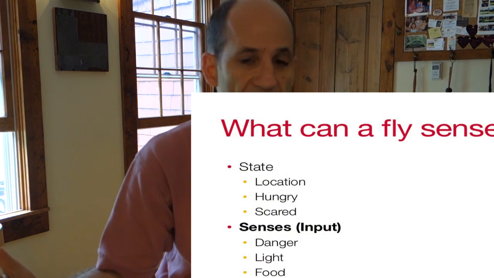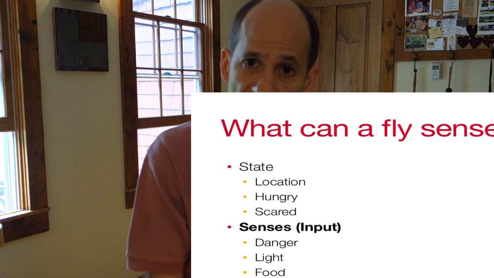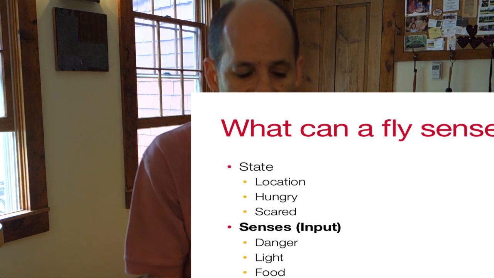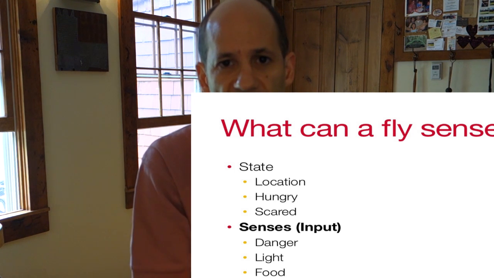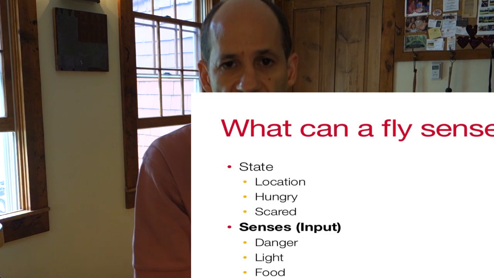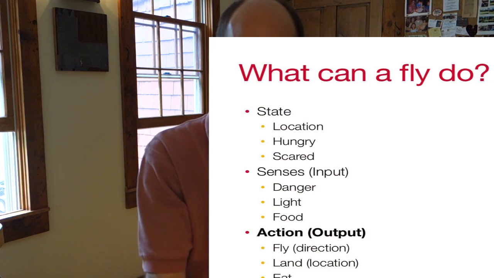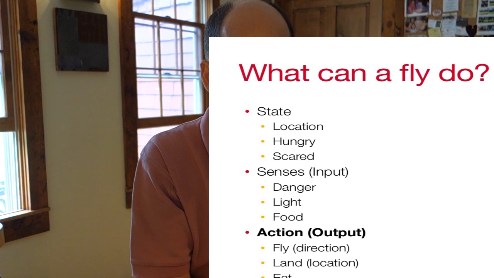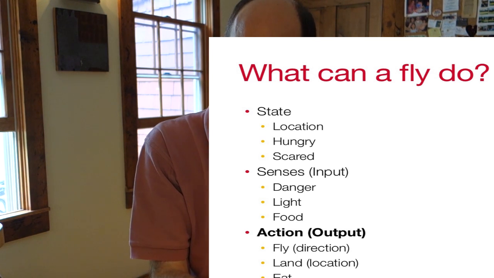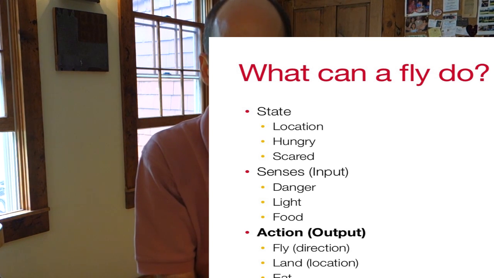That creature can sense some things about the outside world. It can sense danger. They often can sense light. And maybe it can sense some food, so it knows whether it wants to go to find some food and eat it. And finally, it can perform various actions. It might be able to fly, and if it flies, it can decide where it's going to fly. If it's flying, it might decide to land, and if it's going to land, it has to decide where it's going to land.